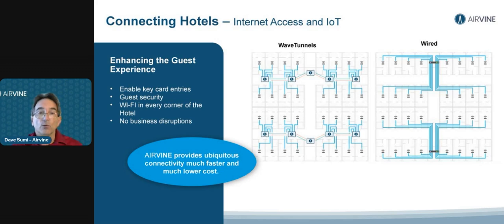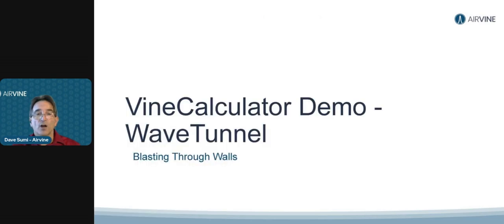So in this scenario, what we're going to show is we have our WaveTunnels going down the corridor, but you can see in the middle, they're going into a little IDF room. And this means that we're going to be going through a couple of sheetrock walls to make that connection, as well as going off at an angle of about 30 degrees. So let's go ahead, move on, and let's actually show you with the VineCalculator on our website, the WaveTunnel blasting through walls.